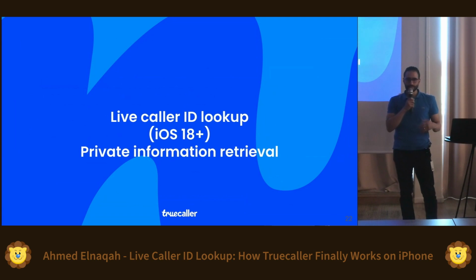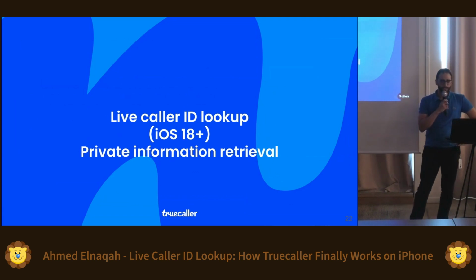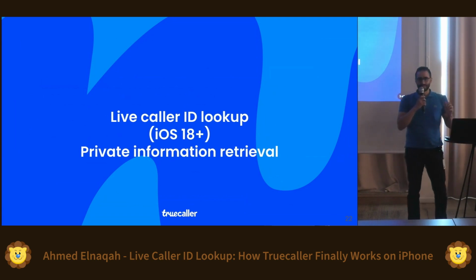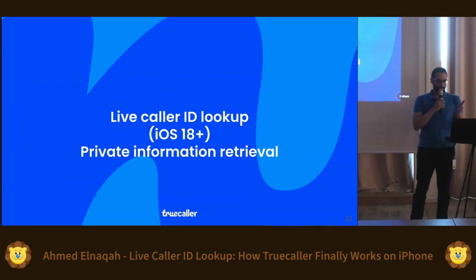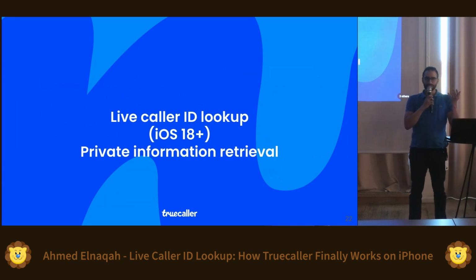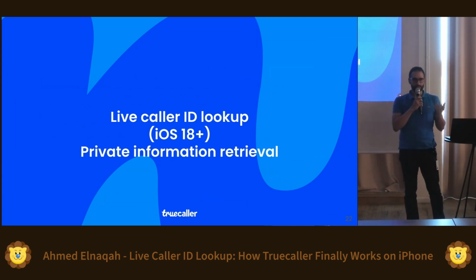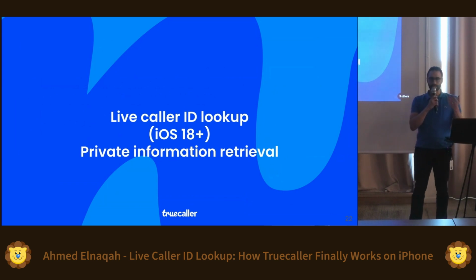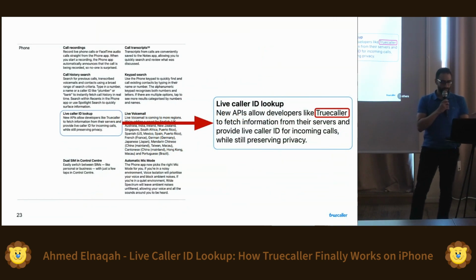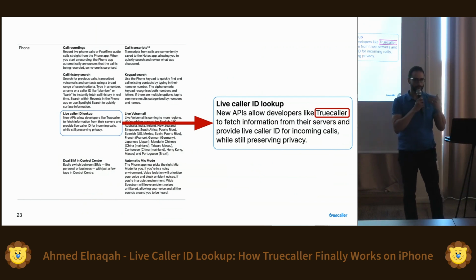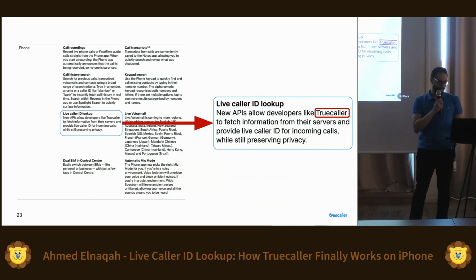So let's start with the live caller ID lookup introduction. Live caller ID was introduced in iOS 18 last year at WWDC 2024, and it's only supported from iOS 18. It shows as an extension, another extension like the call directory extension in your settings, which means that you need to open the settings and enable this extension as well. When Apple introduced it in their feature document, they actually mentioned that they built it for apps like Truecaller. So it was actually built for us to be able to provide our experience on iPhone.